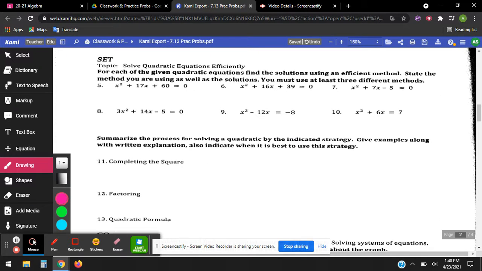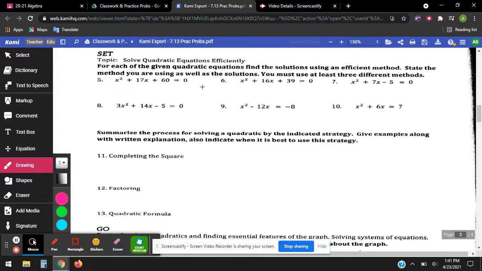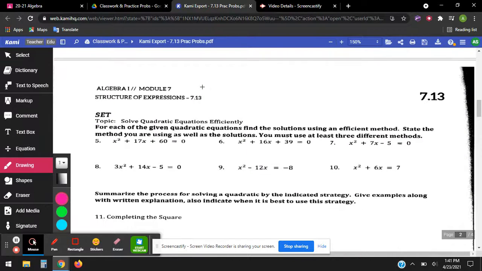All right, for each of the given quadratic equations, find the solutions using the most efficient method. Excuse me. State the method you are using as well as the solutions. You must use at least 3 different methods. Okay, I hope I have room for all these. I might give myself some space at the top here.